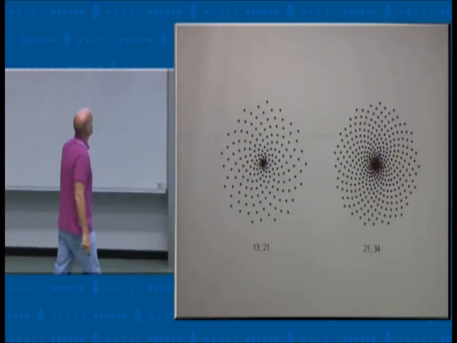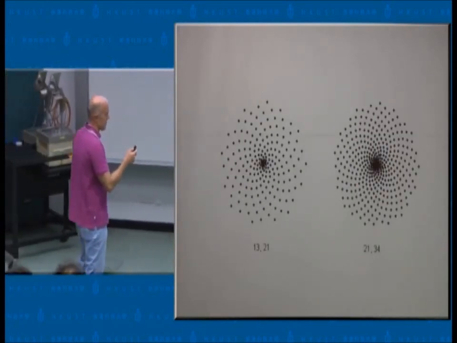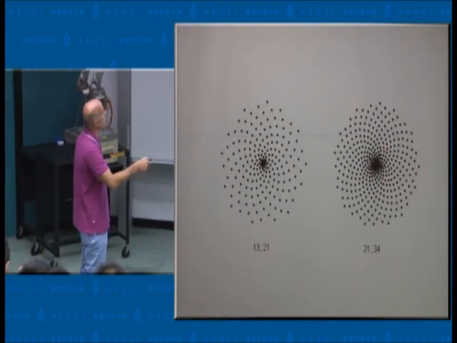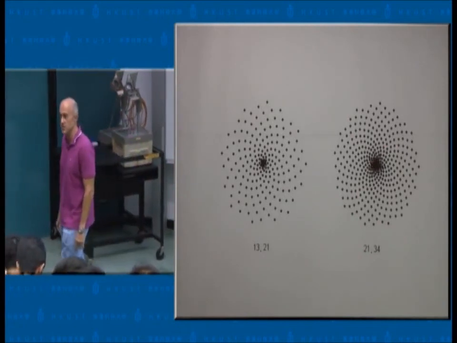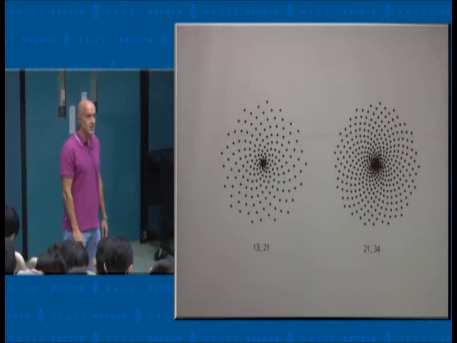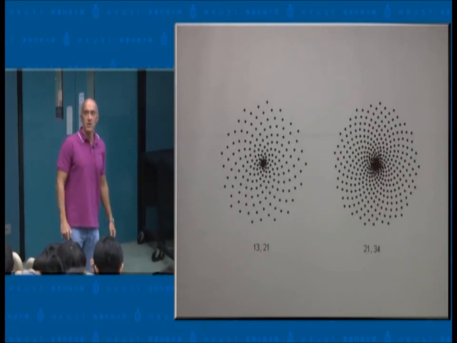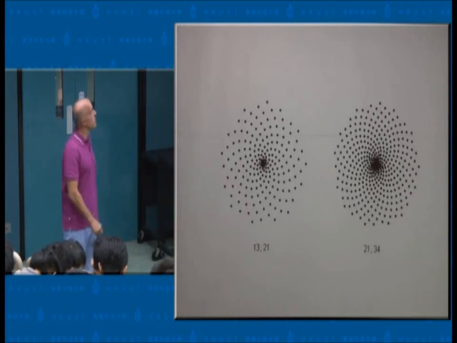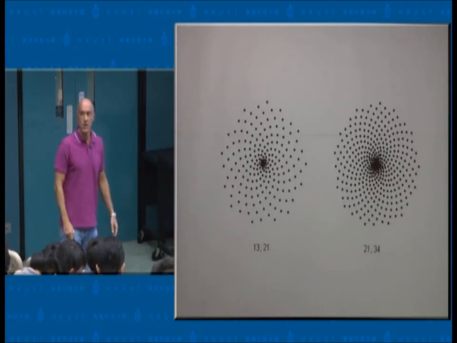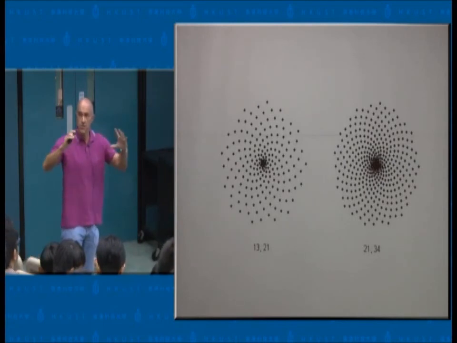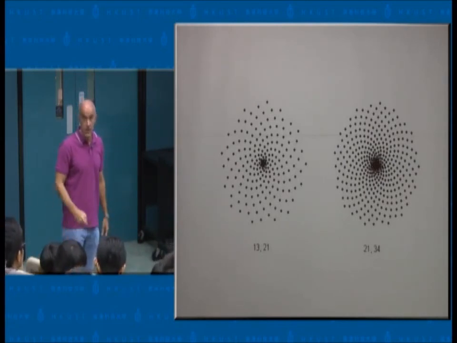So here are 2 simulations. This one has 13 and 21 spirals. This one has 21 and 34 spirals. So those are what we saw in those 2 sunflowers. So there is a simple model which tells you how, because phi is the most irrational number, you might expect it to show up in nature when there are some forces compacting these florets in the head of the sunflower, right?